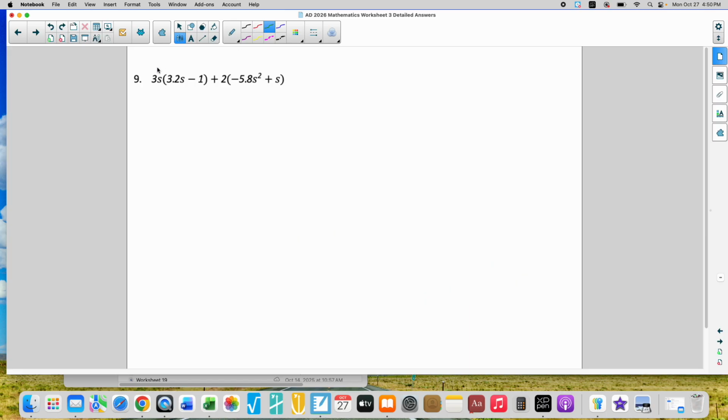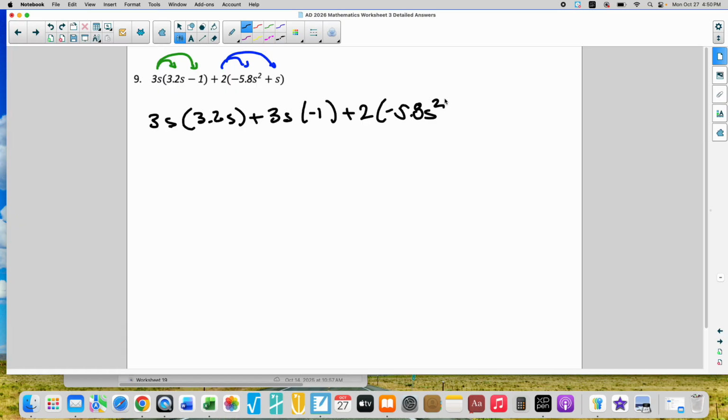Okay, again, distribution. We're going to distribute. We're going to multiply. We're going to do both of these distributions before adding and subtracting. So we have 3s times 3.2s plus 3s times negative 1 plus 2 times negative 5.8s squared plus 2 times s. That gives us 9.6s squared. This gives us negative 3s. This will give us negative 11.6s squared, and this gives us plus 2s.